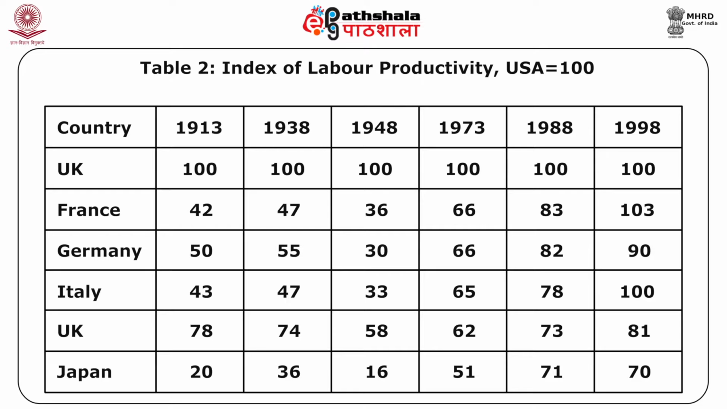For Germany, 50, 55, 30, 66, 82 and 90. For Italy, 43, 47, 33, 65, 78 and 100. For UK, 78, 74, 58, 62, 73 and 81. And lastly, for Japan, it was 20, 36, 16, 51, 71 and 70. The same has been depicted in the form of a diagram.